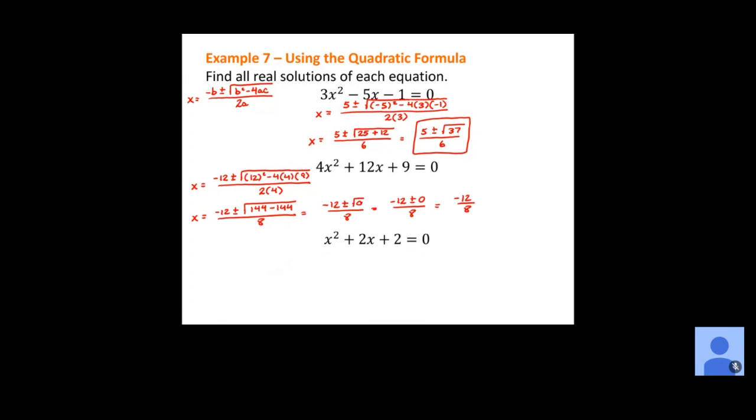And then we always want to look to see if we can simplify our fraction. Okay, what would negative 12 over 8 simplify to?